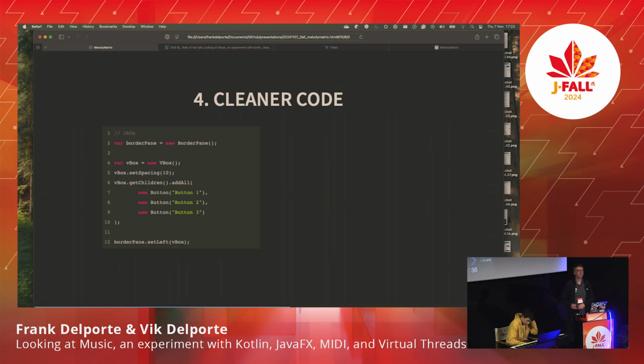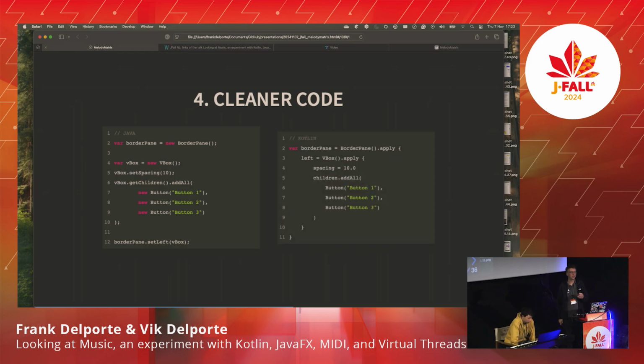But on the left side, you have a Java way of defining a border pane. A border pane is a typical layout of an application with an upper, left, right, center, bottom, and you can put different stuff in there. So in this case, I have a border pane, and on the left side, I have 3 buttons aligned vertically. Completely readable, completely understandable. This is perfect code, Java code.